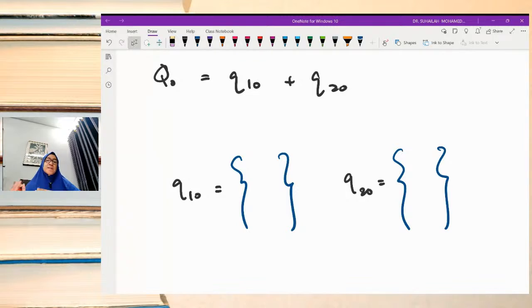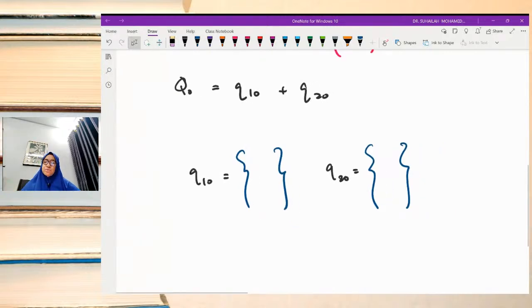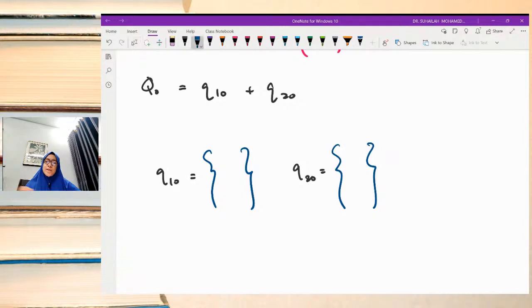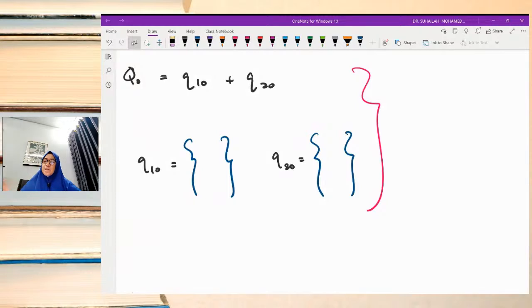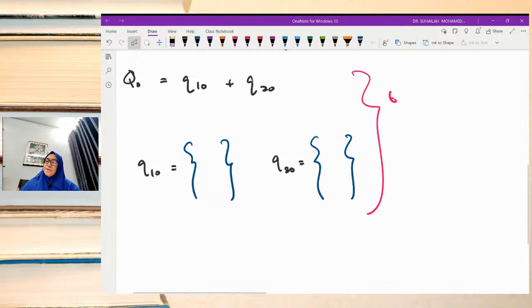However, frame has 6 degrees of freedom for each element. Okay, this is beam. So beam has 4 degrees of freedom per element. This one is called equivalent nodal forces. When we do this, we are actually analyzing equivalent nodal forces.